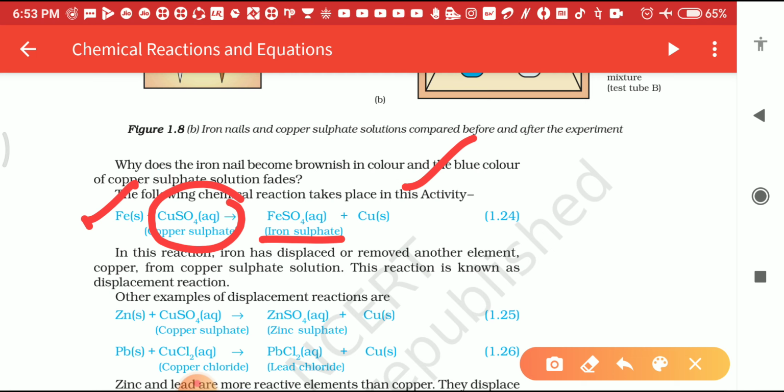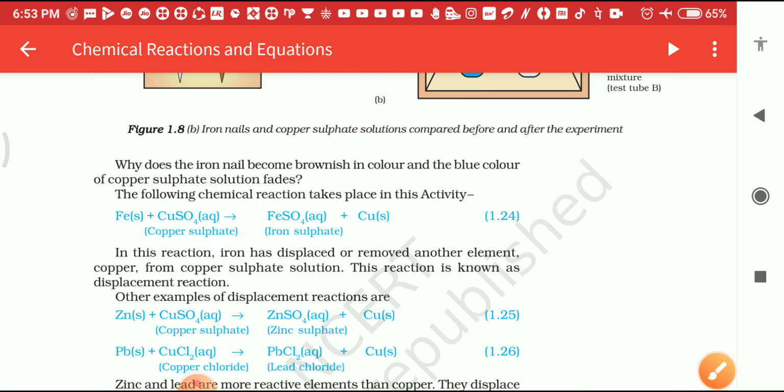Why, students? When we see the reactivity series of metals, you can look at the position of iron and copper. Iron is just above copper. Iron is just above copper. When we see the reactivity series, I will write it again.